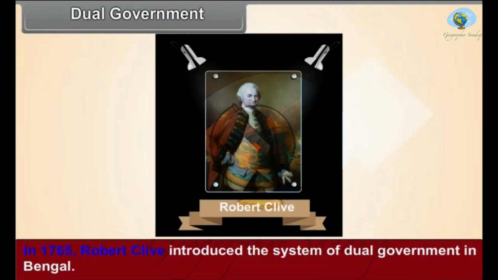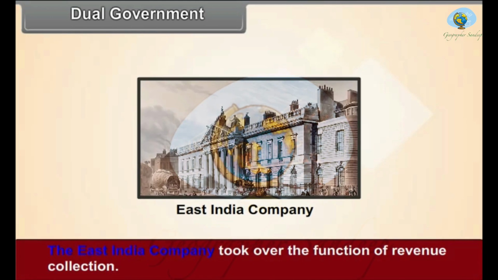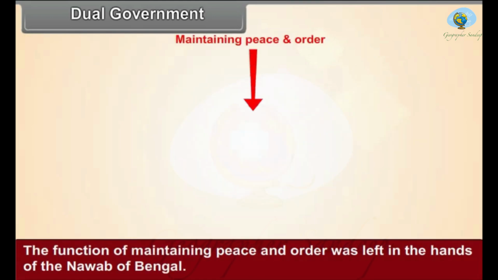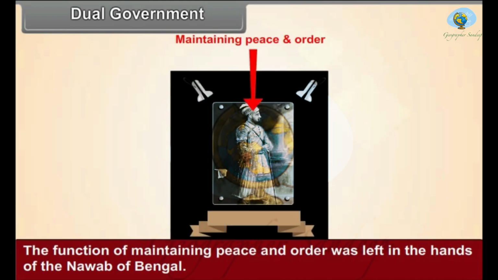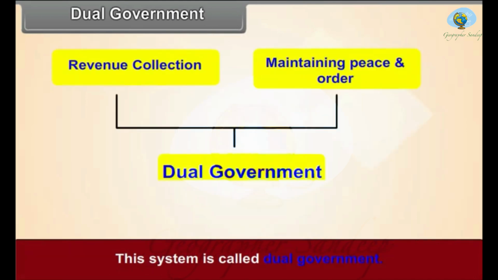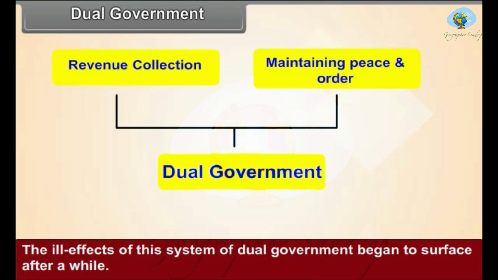Dual government. In 1765, Robert Clive introduced the system of dual government in Bengal. The East India Company took over the function of revenue collection. The function of maintaining peace and order was left in the hands of the Nawab of Bengal. This system is called dual government. The ill effects of this system of dual government began to surface after a while.